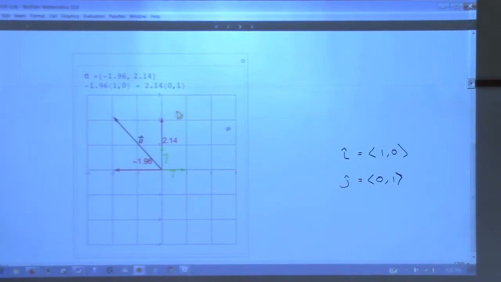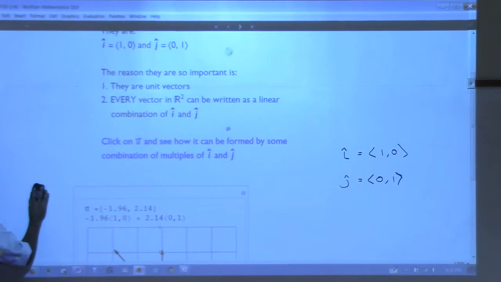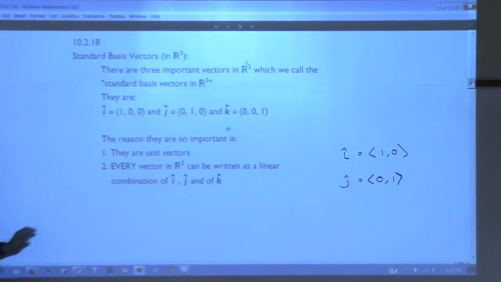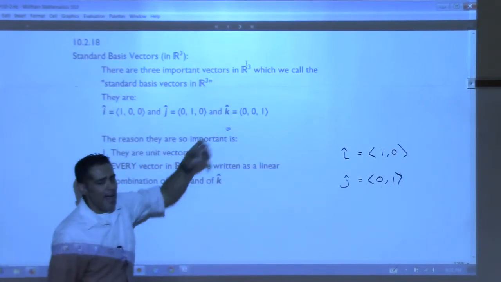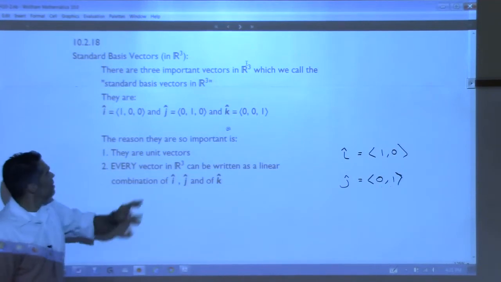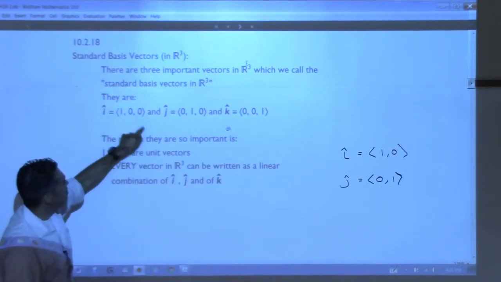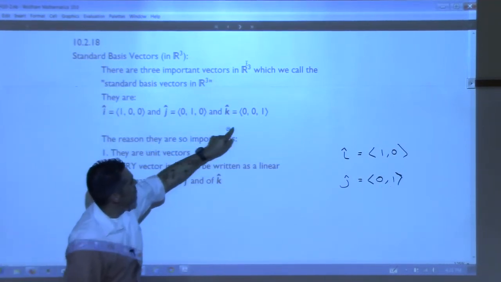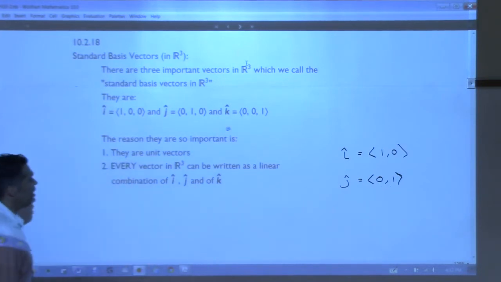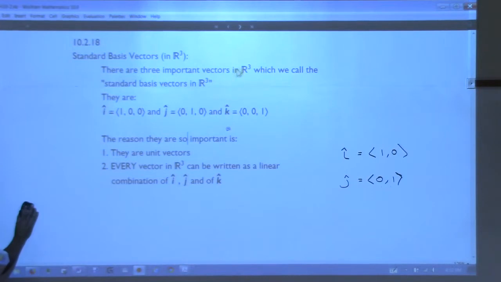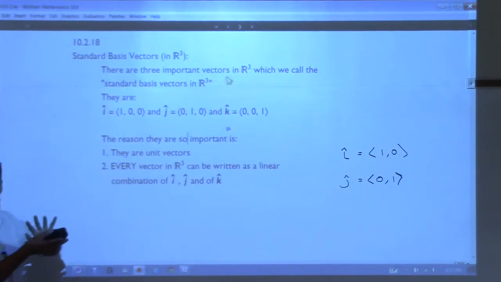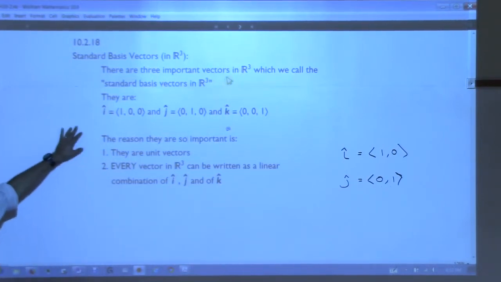Now in three-dimensional space we have the exact same thing, right? Except now each of i hat, j hat, and k hat has to have 3 components. So i hat is 1, 0, 0, j hat is 0, 1, 0, and k hat is 0, 0, 1. And again, you can span the whole space. I don't think I have a visual for this, but you can span all of three-dimensional space with those 3 vectors.